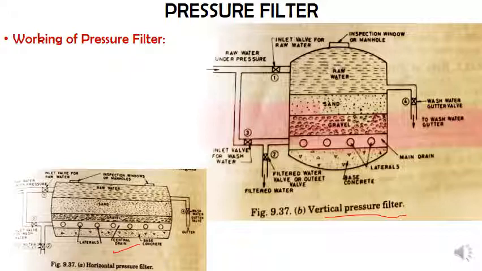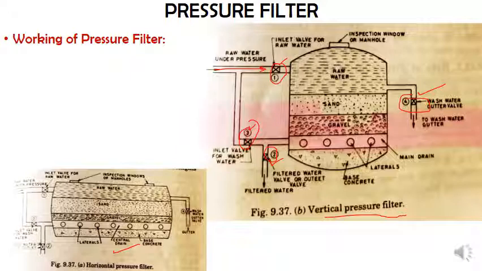Okay. So here you can check it out. Here we have only 4 valves: 1, 2, 3 and 4. We have 6 valves in a rapid gravity filter, but here we have only 4 valves. Let us first understand again how the water will flow. This is your inlet water. This is your inlet valve basically. This is your wash water valve. This is your filtered water valve, and this is your wash water valve again.